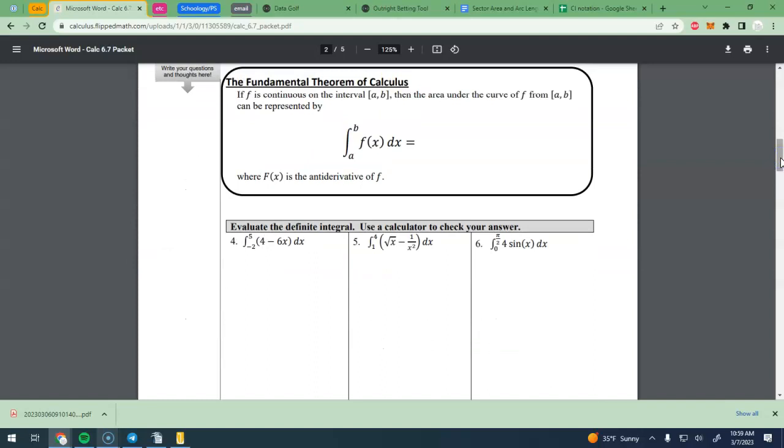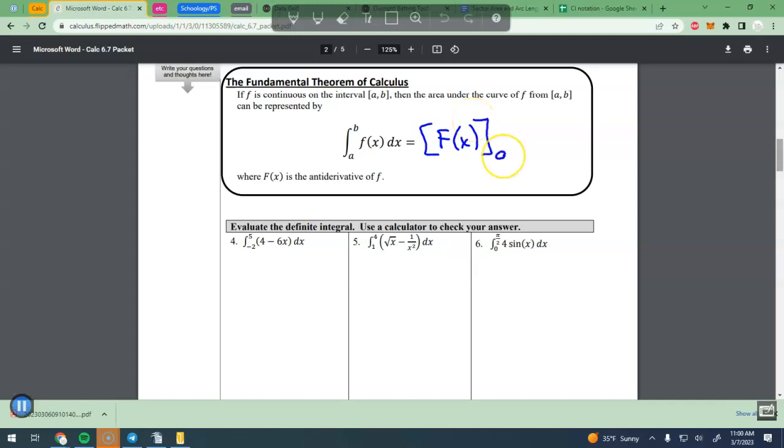Okay. This is another fundamental theorem of calculus. There's 2. Very similar. So, I don't know how he wrote this out, but I'm going to write it out how I think about it. Capital F is the antiderivative of little f. So when I integrate little f, I'm going to get capital F. I got these brackets around it, and then I'm going to put A and B.